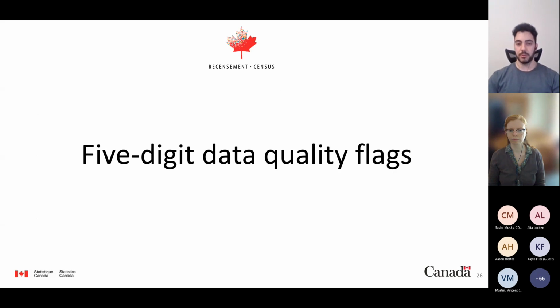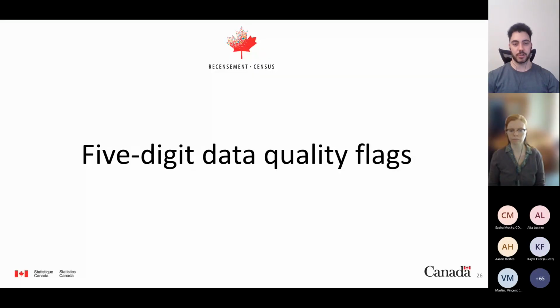Okay, so I would like to now hand it over to my colleague, Emily, who will start with the discussion about 5-digit data quality flags. Thanks, Alex. As Alex mentioned, the next quality indicator we'd like to present is the 5-digit data quality flags.